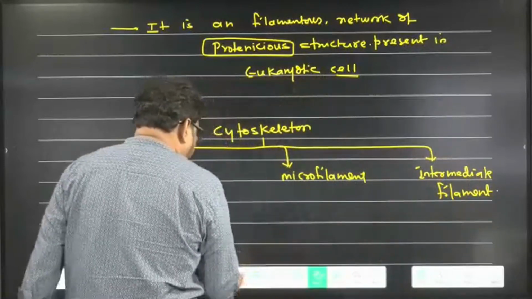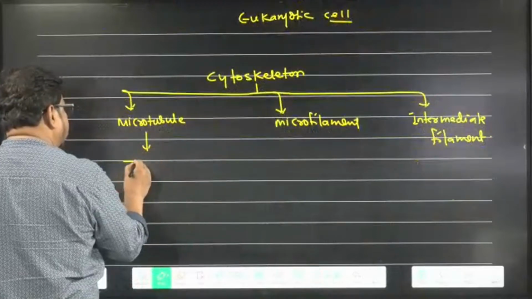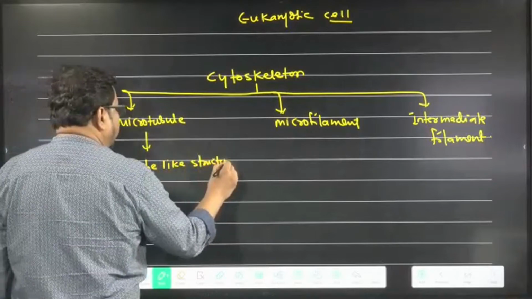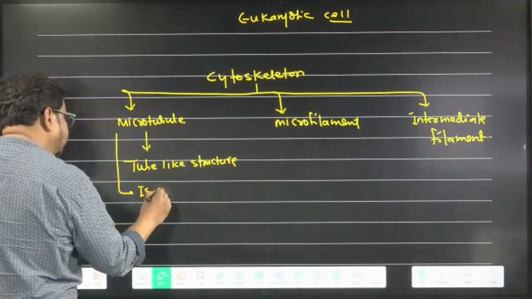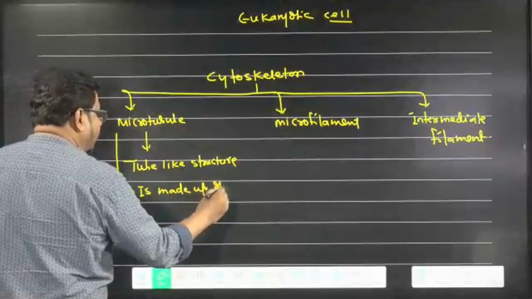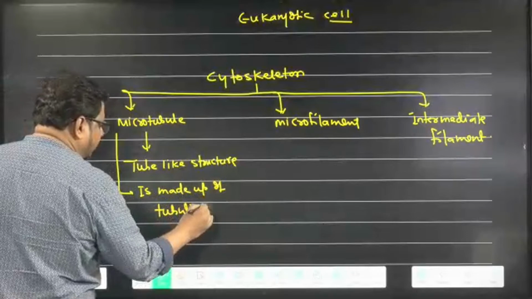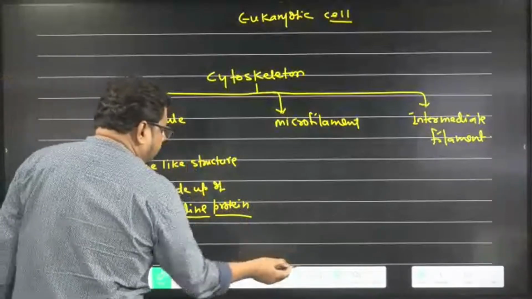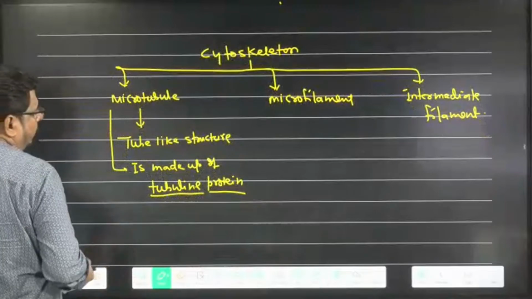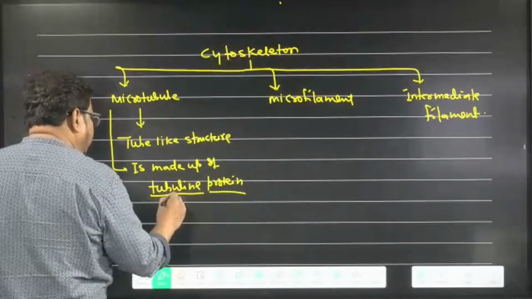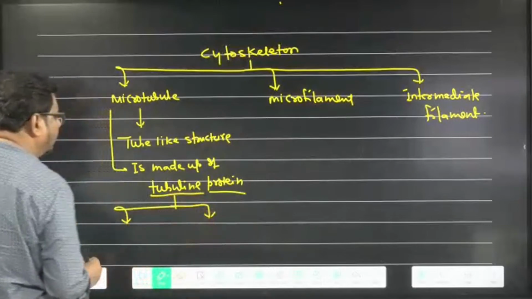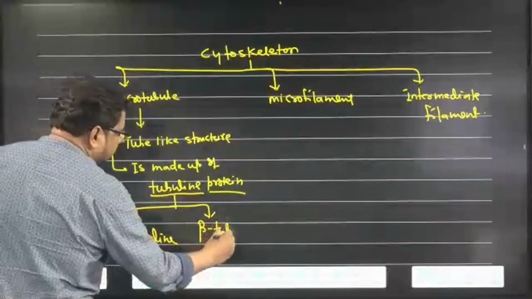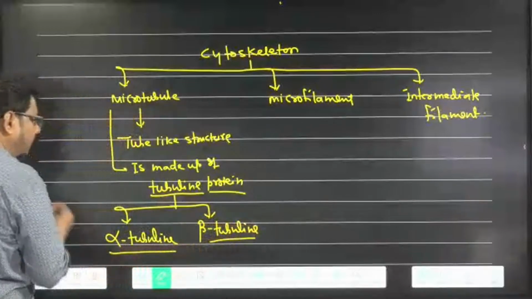Got the idea? So microtubule is a tubular, tube-like structure. It is made up of tubulin protein. I am not telling much, otherwise a lot of explanation can be given, but there is no need for your exam. So microtubule is a tube-like structure made up of tubulin protein, and two types of tubulin proteins are present in microtubule: alpha tubulin and beta tubulin.